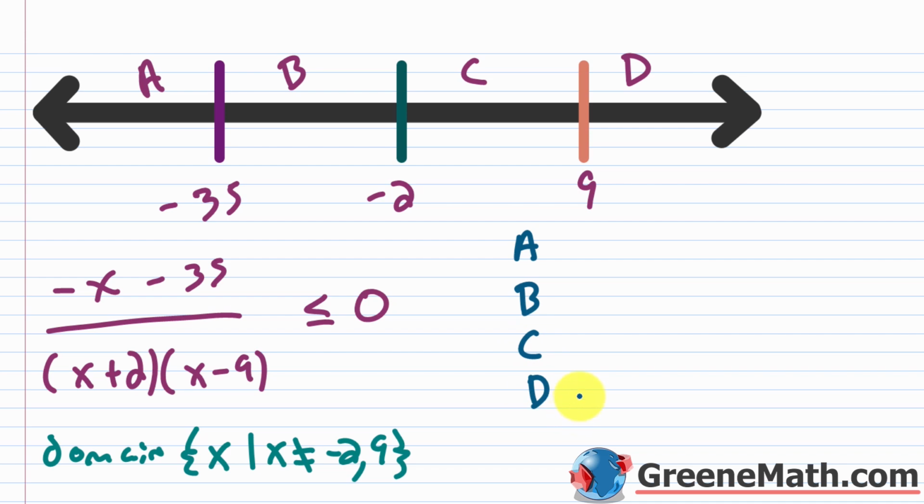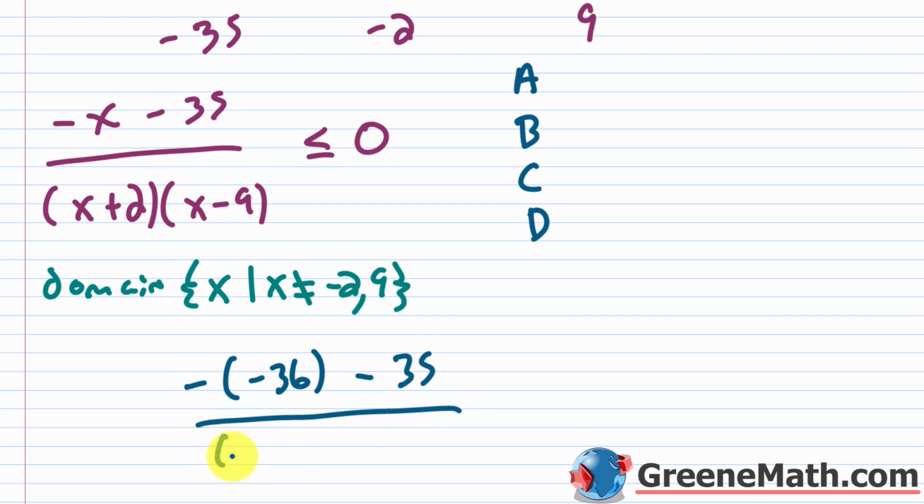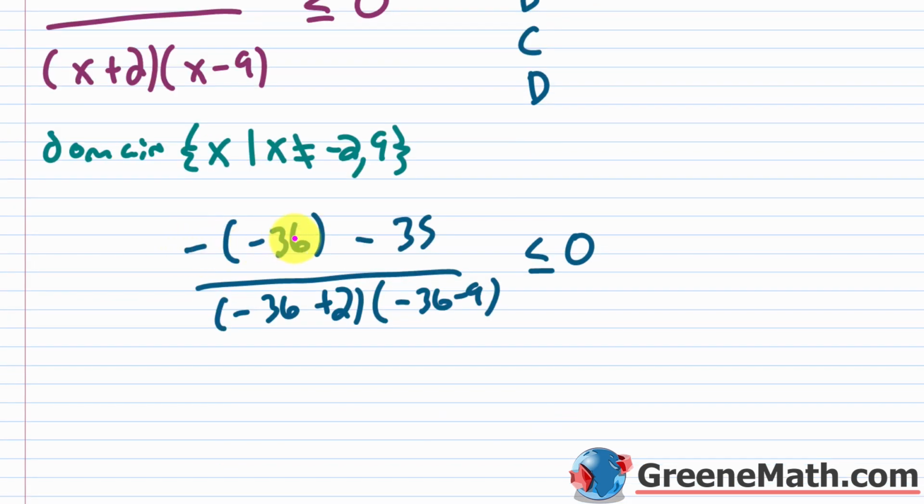Let's test maybe negative 36. So you would have, and you have to be careful here, the negative of negative 36, then minus 35. And this would be over negative 36 plus 2, that quantity times the quantity negative 36 minus 9. Is this less than or equal to 0? So the negative of negative 36 is 36. So this is 36 minus 35, which is 1.